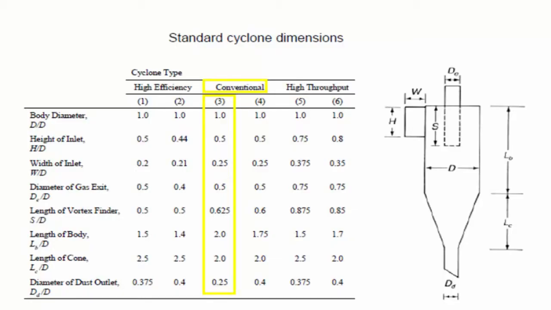Now, here is a table showing the standard cyclone dimensions. You can choose from any type of cyclone, whether it be high efficiency, conventional, or high throughput. If you have already chosen your desired cyclone type, you can now take a look at the values of the dimensions, whether it be the body diameter, the height of the inlet, and it goes on for the rest.